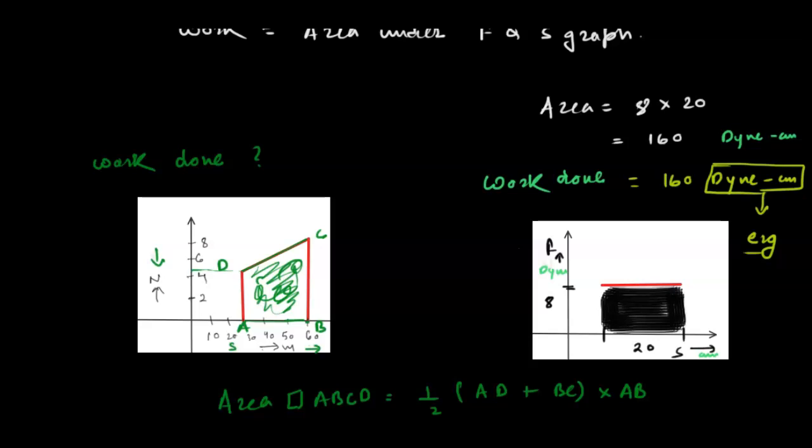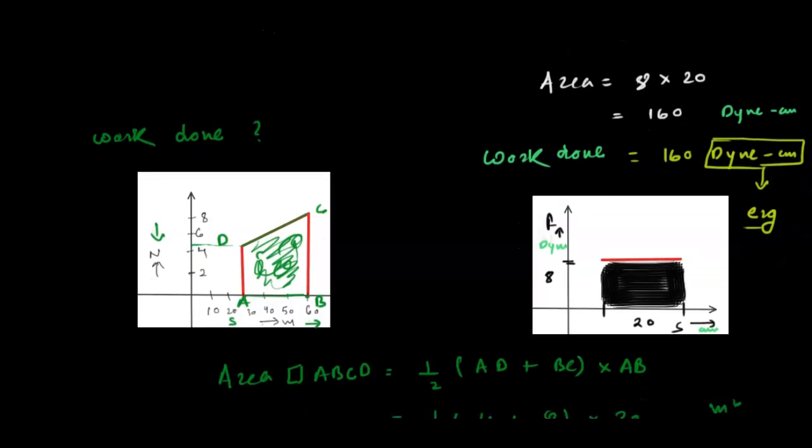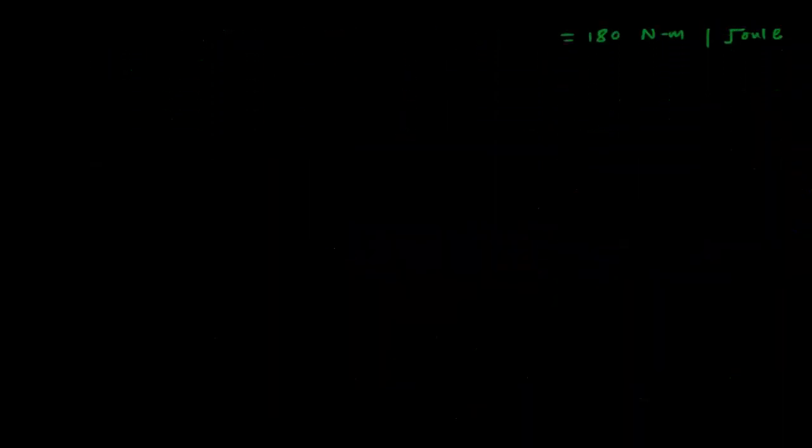Remember, whenever we are asked to find the work done and a graph is given, we just need to see the area under the graph, shade the area and get the value of the work done. So let's talk about the unit of work. Unit is very important because it gives you the exact measurement, the scale in which we are measuring.